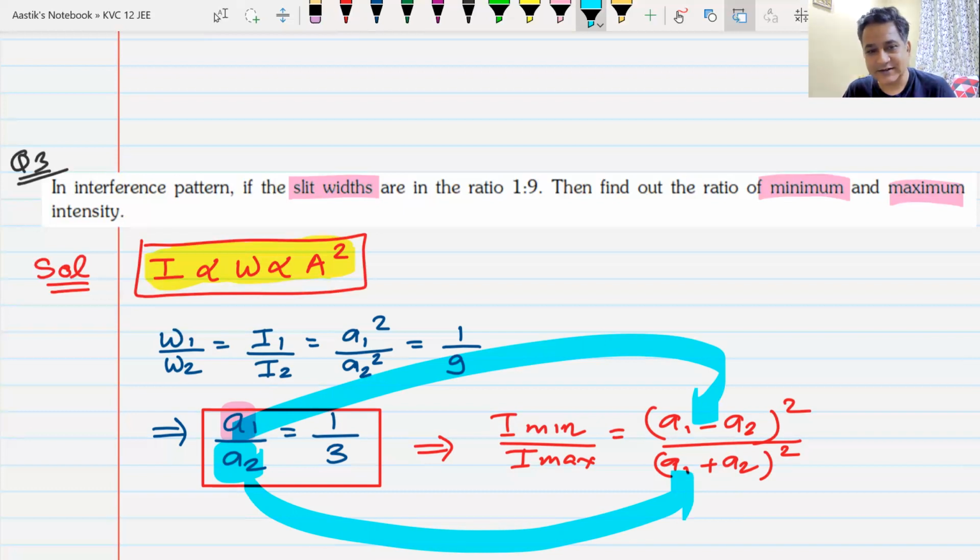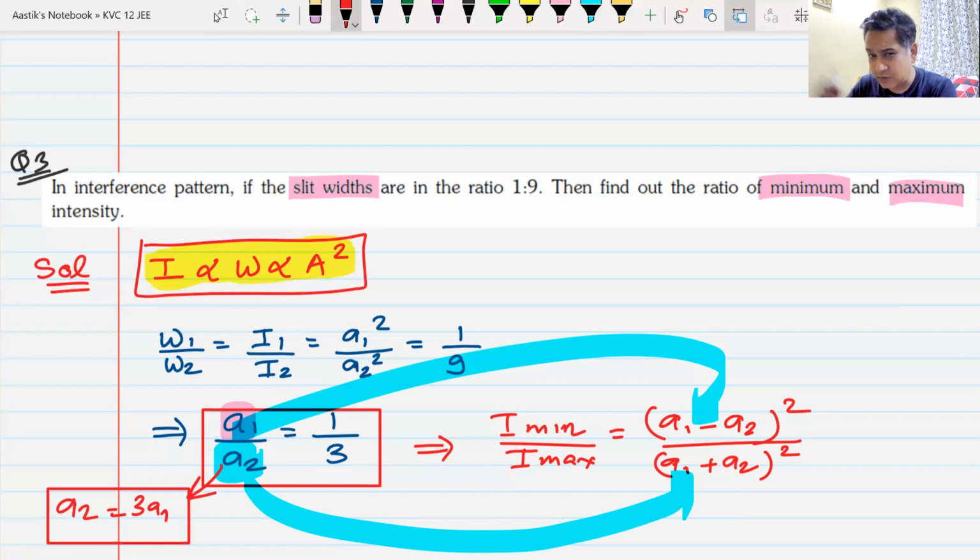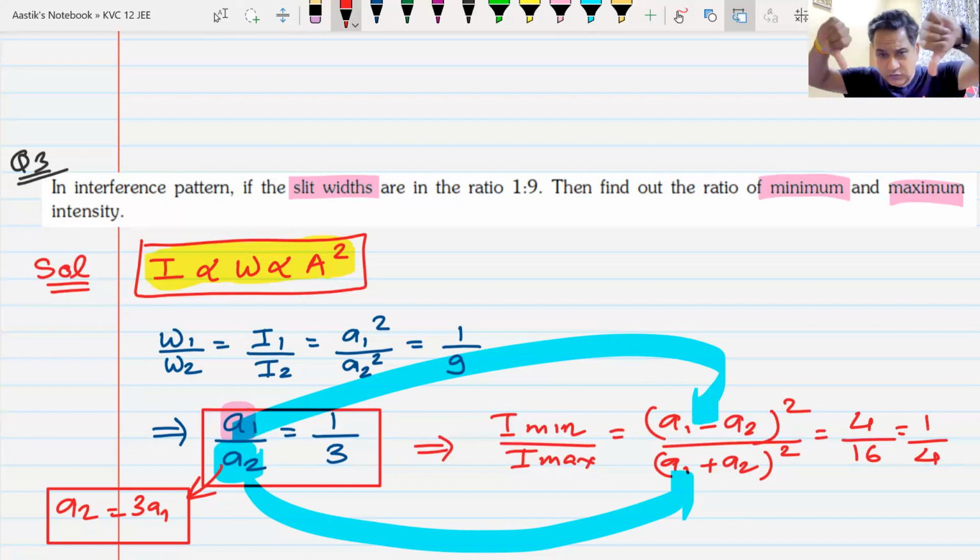If you can do that, that is great. Because as I can see from a glance that A2 is basically 3 times A1. And if I straight away put this value in the equations, I will get this as 4 divided by 16. So the answer would come as 1 divided by 4. Everyone got this? How I've done this? Yes or no?